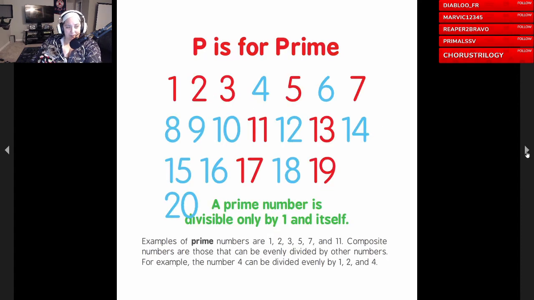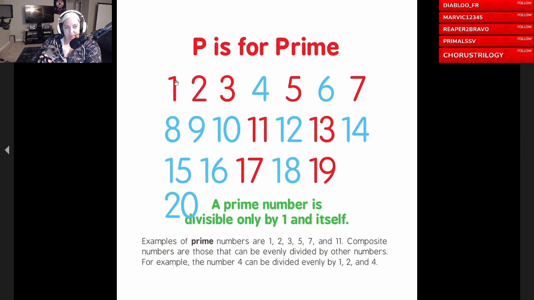P is for prime. A prime number is divisible only by 1 and itself. Examples of prime numbers are 2, 3, 5, 7, and 11, except not 1 anymore. That's been changed. Composite numbers are those that can be divided evenly by other numbers. For example, the number 4 can be divided evenly by 1, 2, and 4.